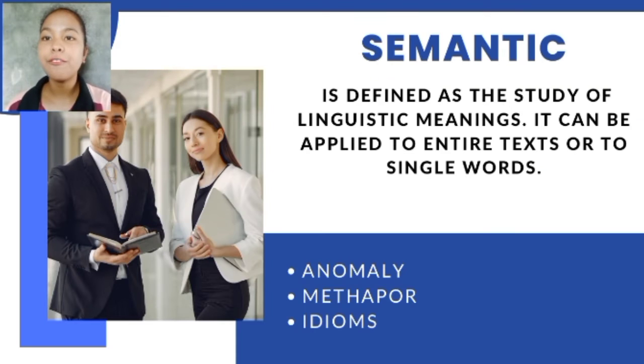And now let's move to the fourth knowledge of language, semantics. It's defined as the study of linguistic meanings. It can be applied to an entire text or to single words. Semantics is the study of meaning in language and can be used in arguing the point of another person, which may have many meanings, interpretations, or explanations in a sentence or words. It can be used in synonyms, antonyms, and homonyms.